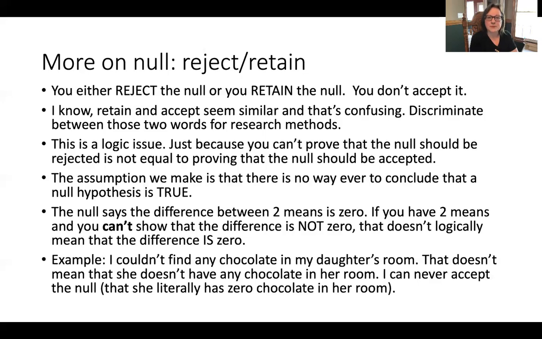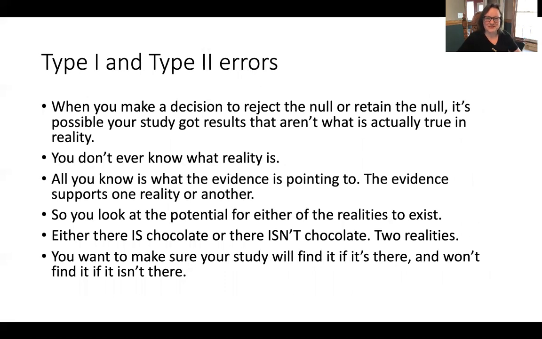So I like this example. Let's say I couldn't find any chocolate in my daughter's room, right? That doesn't mean that she doesn't have any chocolate in her room. It just means that I couldn't find it. So I can't accept the null. If the null hypothesis is that she literally has 0 chocolate in her room, can I accept the null? No, I can't accept it. It might just be that I can't find it. So we don't assume that we know anything. We're skeptical that there's no chocolate in her room. The null hypothesis is there is no chocolate, but we don't accept that. And so maybe it's easier to remember when you think about looking for chocolate in somebody's room.